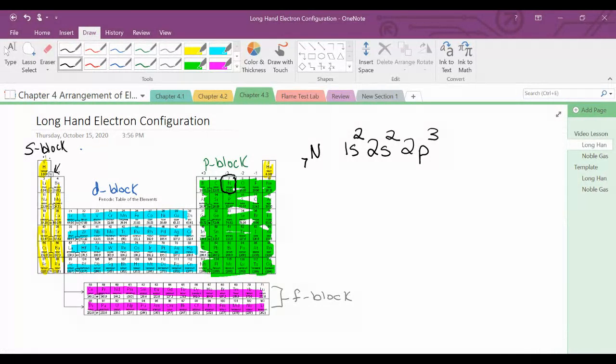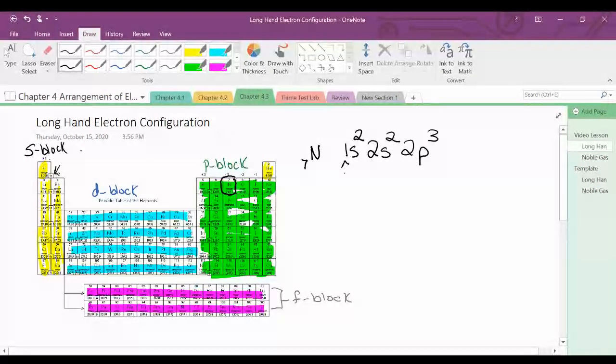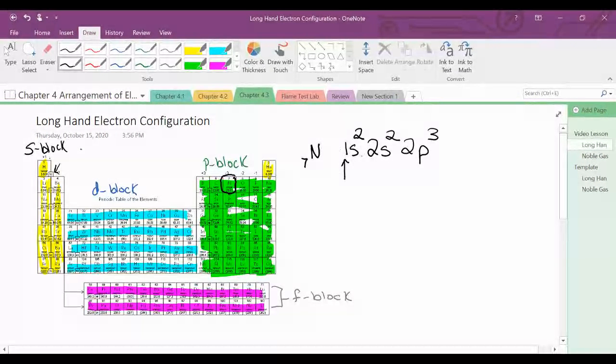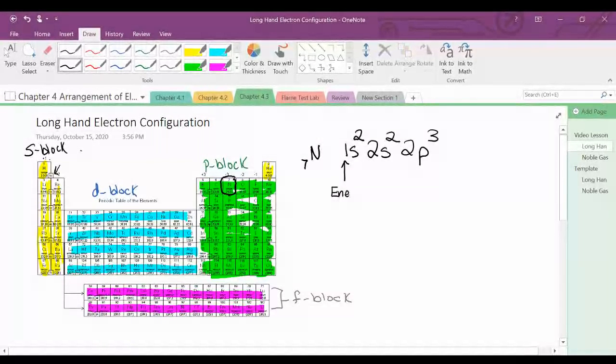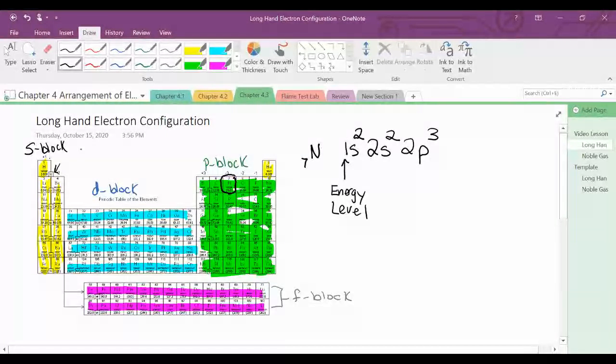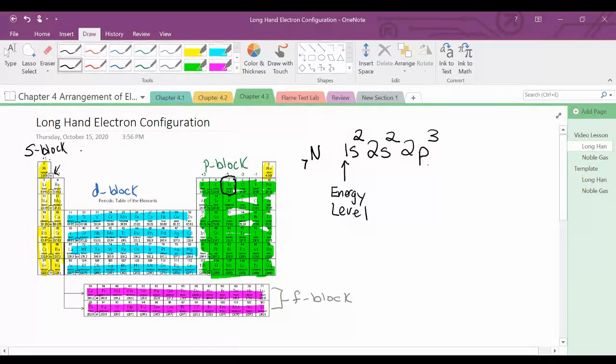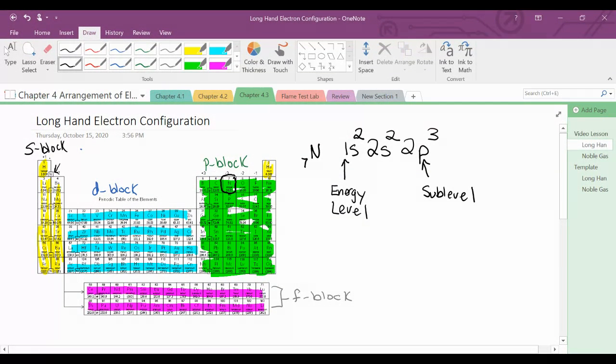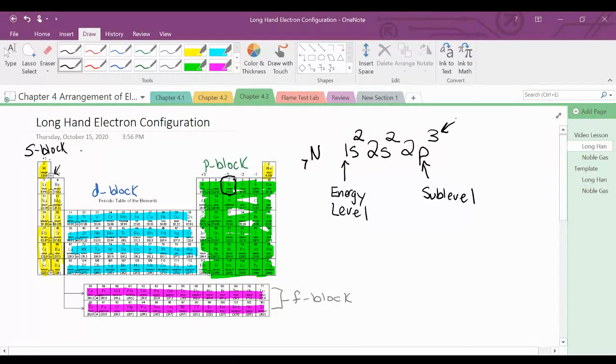Now I want to go over a few things within this configuration. Any of the coefficients, the 1s, the 2s, those are the energy level. The letters tell you the sublevel. And the superscripts at the top tell you the number of electrons.